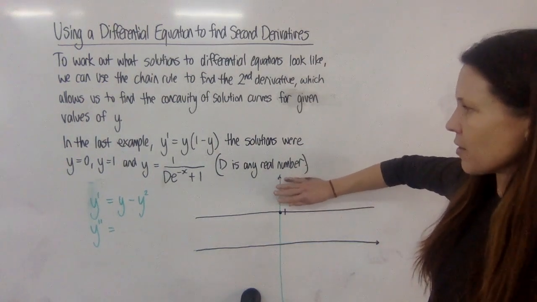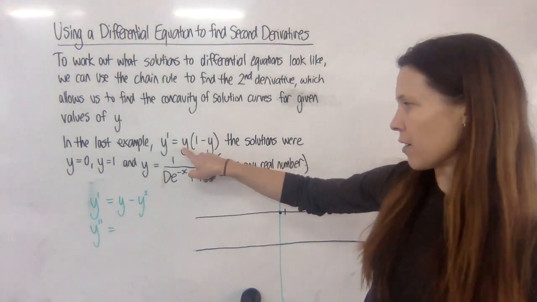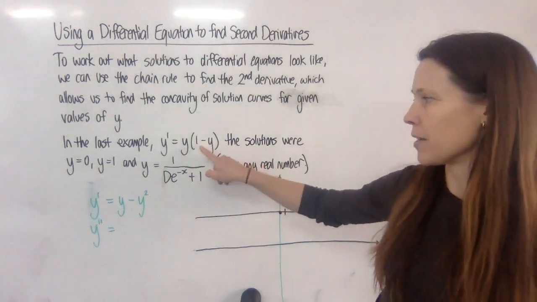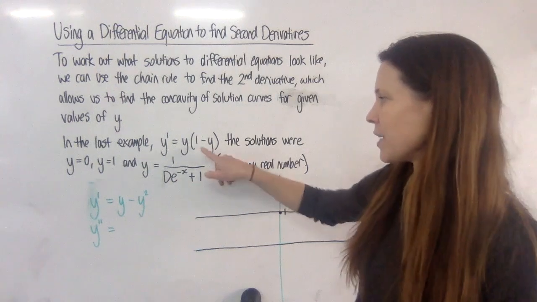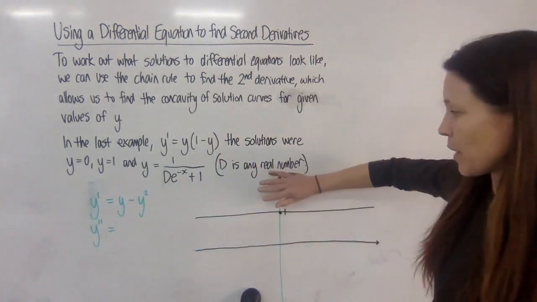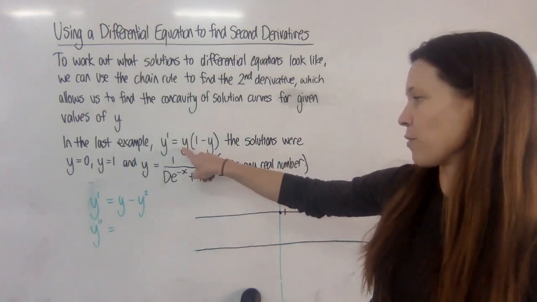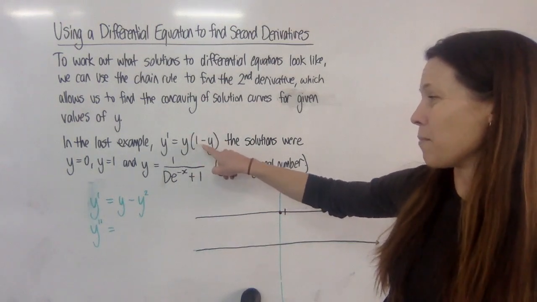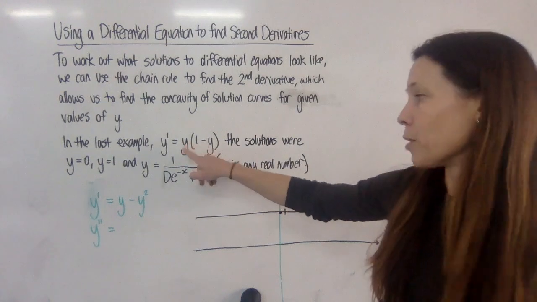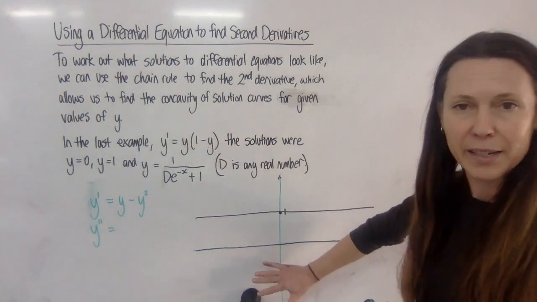If y is greater than 1, then we've got here a positive number, and if it's greater than 1, this is multiplied by a negative number. So any solution curves, if they existed up here, would have a negative gradient. If y is less than 0, then we've got negative here, and we've got 1 minus a negative number, that's a positive. A positive times a negative, they'd be negative gradients down here as well.